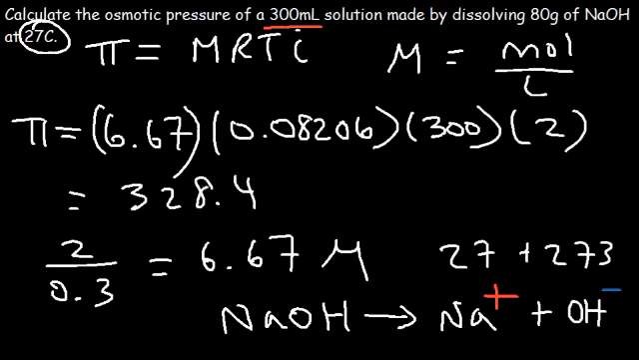Now, what is the unit of osmotic pressure? Is it torr, atm, millimeters of mercury? Which one is it? It turns out that our answer is in units of atm. So we have a pretty large number.